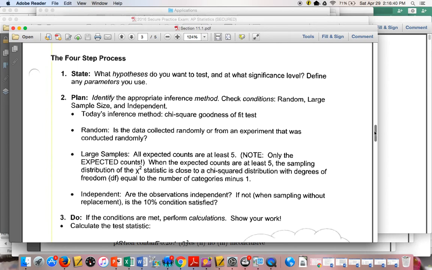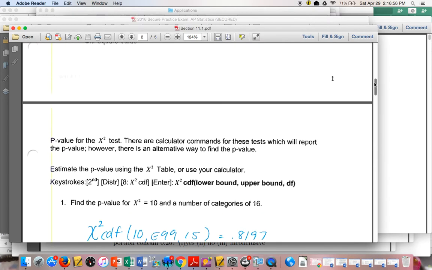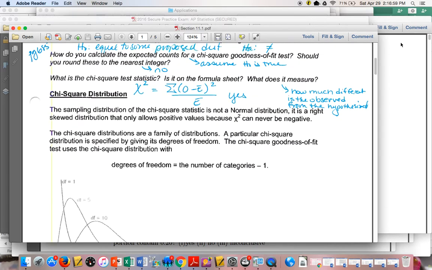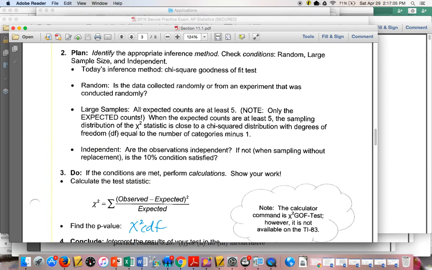All right, so we talked a little bit about the hypotheses and how we write those. The method is inference: a chi-squared goodness of fit test. Random is our usual check. Then the large sample check. This one we don't have a normal check. In order for the test statistic to follow the chi-squared shape, the expected counts need to be at least 5. It doesn't have to be the observed, just the expected counts. I'll show you how to find the expected counts when we get to the example. Are the observations independent? This is our same check.